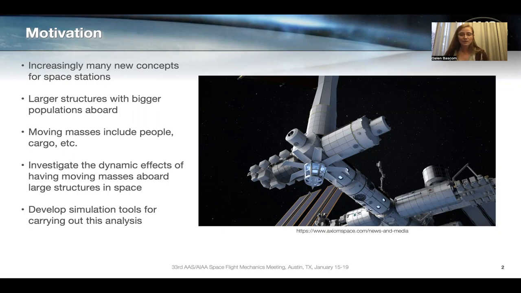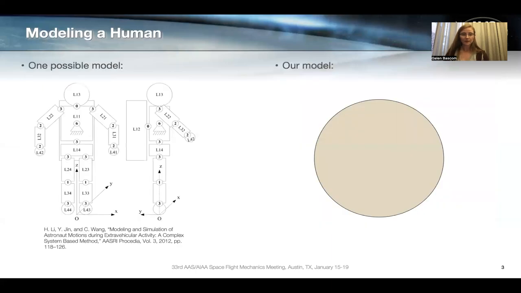As for why now, it's just a matter of the very exciting time that we're living in, with increasingly many concepts for these kinds of big structures out in space, bigger populations of people, space habitats, big spinning structures, all kinds of exciting new ideas being developed. So we wanted to have these tools so that the effects of all these moving masses on the overall structure could be studied. So we had a couple of modeling choices to make.